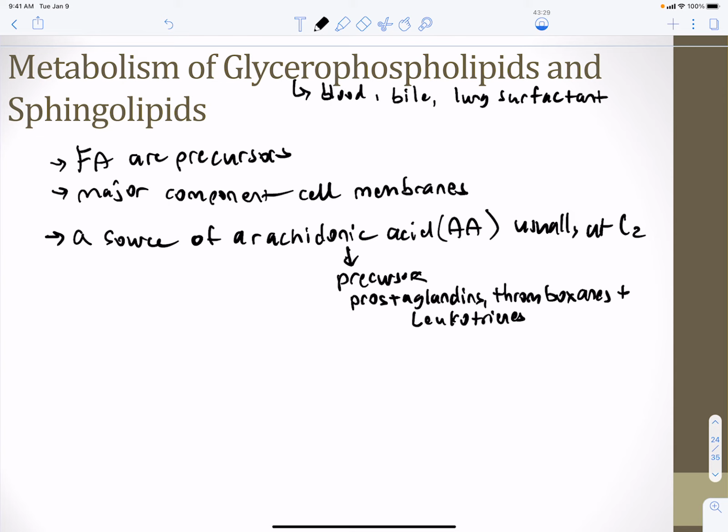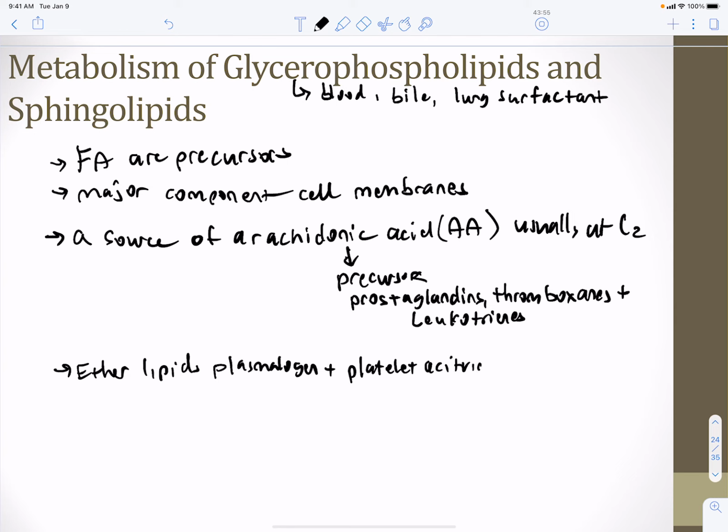And of course, thromboxanes are going to be important for blood clotting, whereas your prostaglandins and leukotrienes are going to be important in your immune system. Ether lipids are going to be our plasmalogen plus our platelet activating factor. And our sphingolipids are, again, going to be very important for myelin sheath.